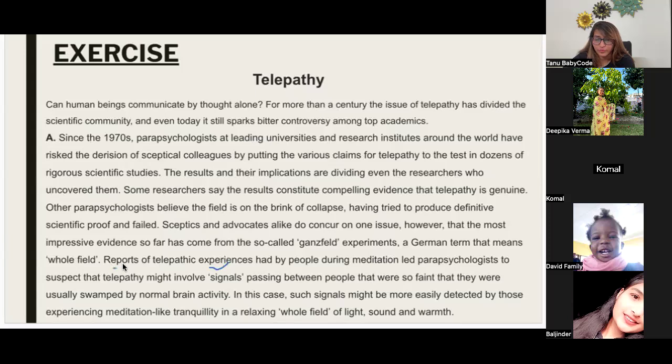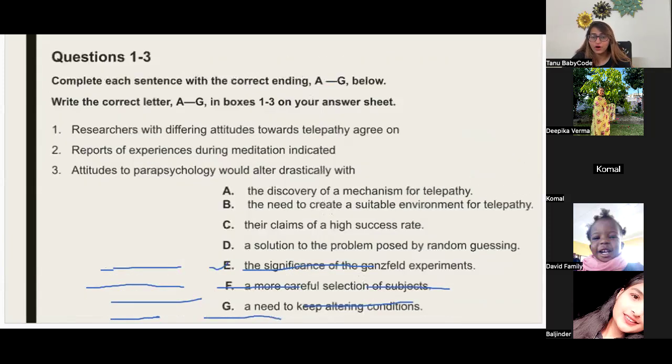So we can see here the keyword reports is here, and experiences had by people during meditation led parapsychologists to suspect that telepathy might involve signals passing between people that were so faint that they were usually swamped by normal brain activity. In this case, such signals might be more easily detected by those experiencing meditation, like tranquility in a relaxing whole field of light, sound, and warmth. Let's see the options. So reports of experiences during meditation indicated what?